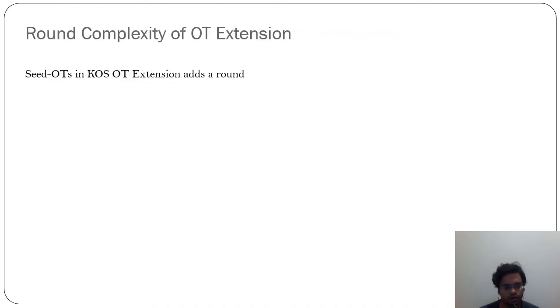I would also like to talk about the round complexity of OT extension protocols, especially the KOS OT extension protocol. Currently, the seed OT protocols that are used in the KOS OT extension are used in a black box way. In doing so, they add an extra round to the OT extension protocol. Basically, if the seed OT protocol requires n rounds, then the KOS OT extension protocol requires n plus 1 rounds.